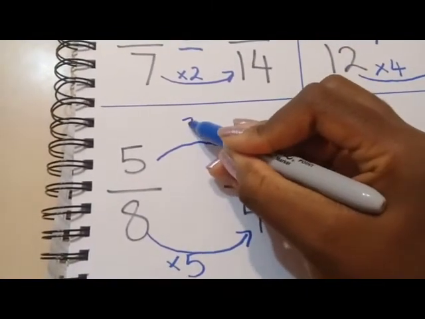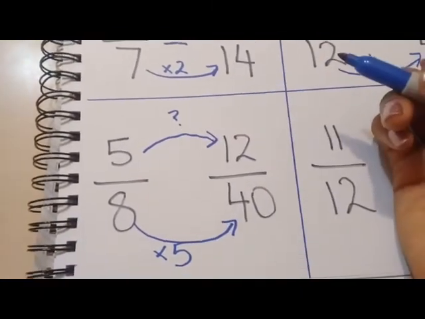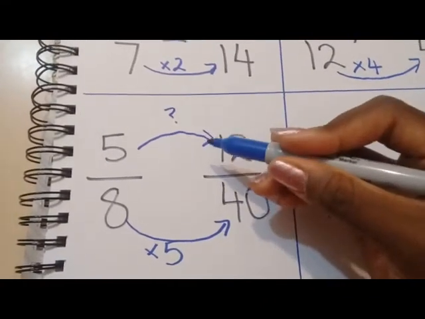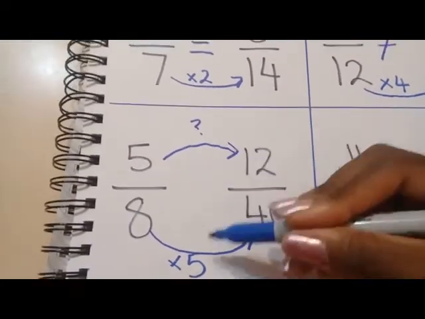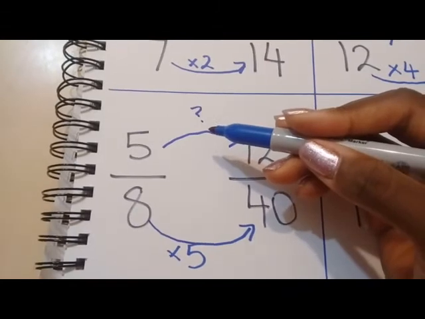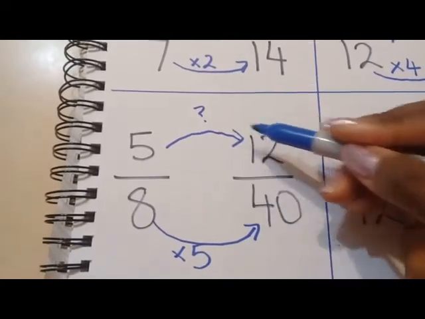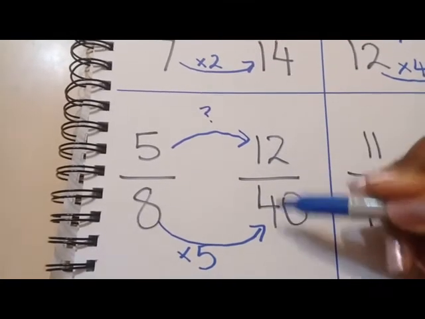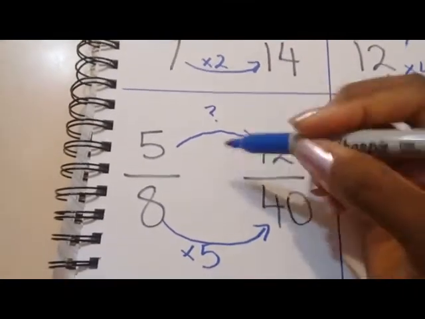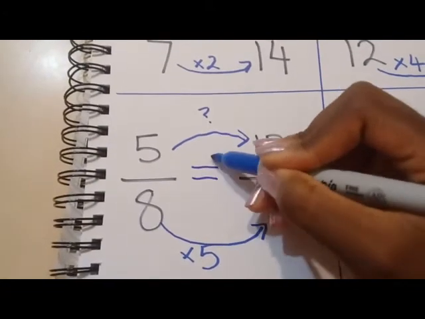So I'm going to put a question mark up there. How do I get from 5 to 12? That tells me that these two fractions are not equal. I'm not doing the same thing to the top and the bottom. For these to be equal, it would have had to be 5 times 5, which is 25 over 40, not 12 over 40. So I can put a not equal sign.